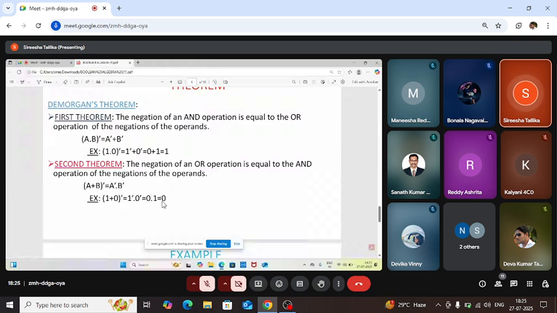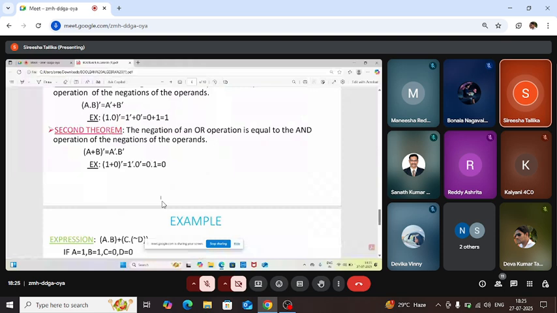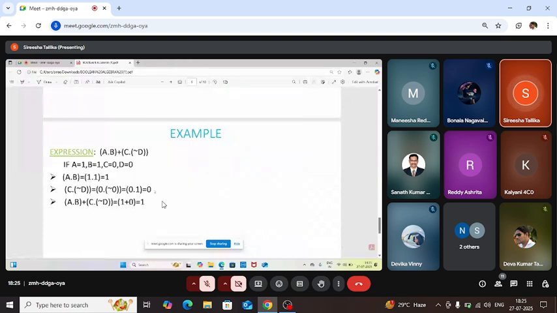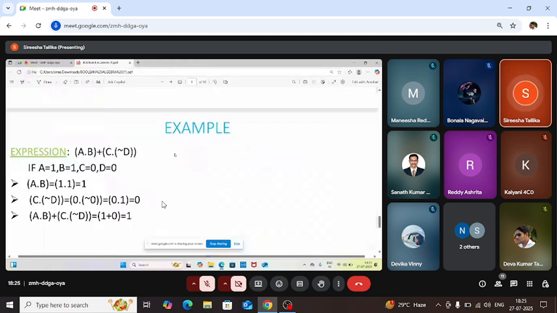Now I will take an example of one expression in Boolean algebra. In Boolean algebra, A into B is an AND operation. The plus means it is an OR operation, and C into... this means AND operation. This is the NOT gate operation; this is the symbol. First I take A value as 1, B value as 0, and C value as 0.